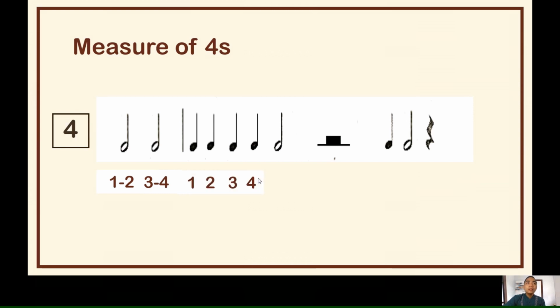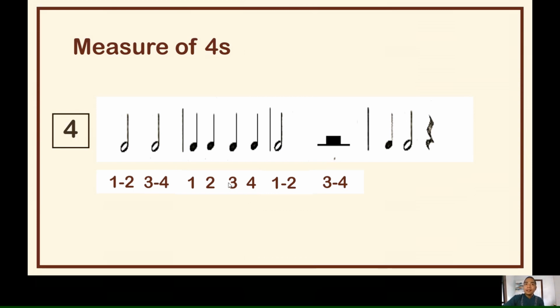Next, 1 2 3 4 for 4 quarter notes, bar line. Next, a half note, 1 2, and a half rest, which gets 2 silent beats. Continuing with the counting, after 2 is 3 4, bar line.